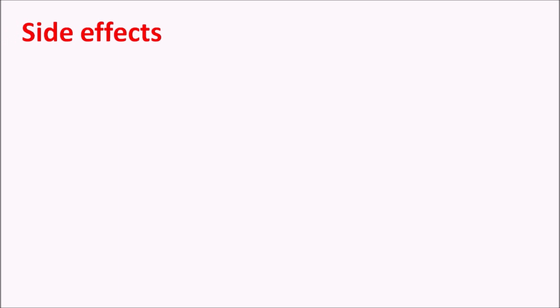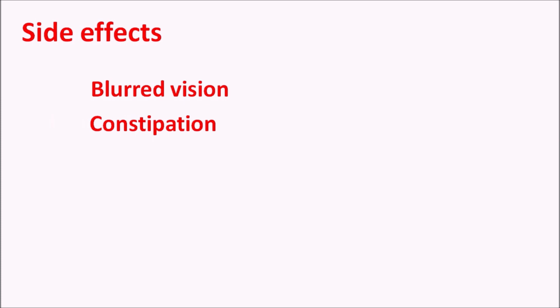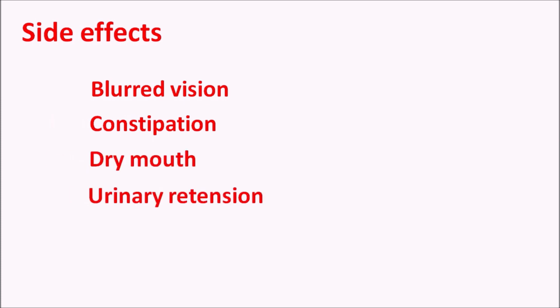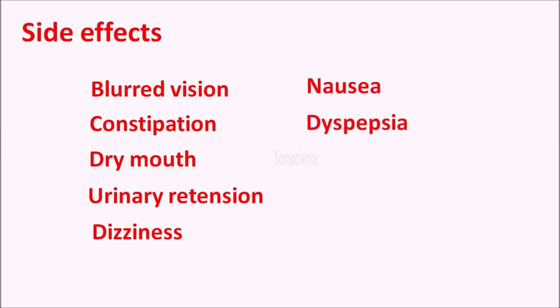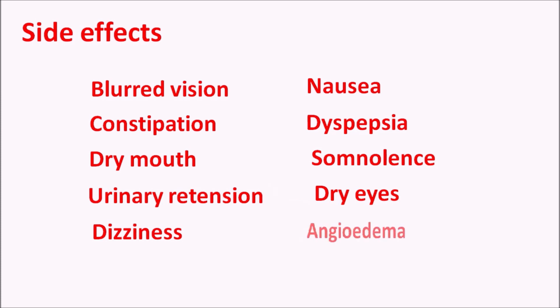What are the side effects? The important side effects of this drug mainly include blurred vision, constipation, dry mouth, and urinary retention, commonly known as anticholinergic side effects, which can be remembered as BCDU. Similarly, this drug can produce some dizziness, nausea, some dyspepsia, somnolence, dry eyes because it reduces secretions. Angioedema can be observed with this solifenacin.